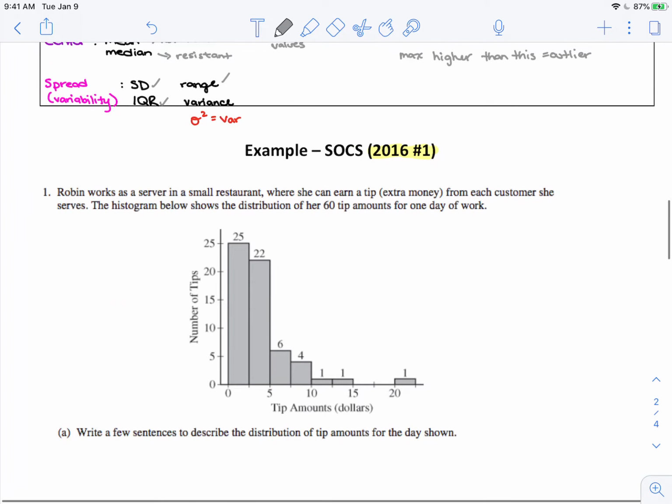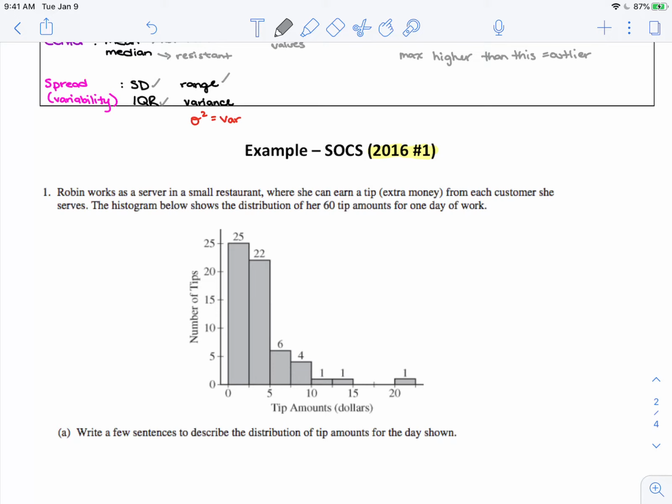Okay, so this example right here, SOCS, this is actually from 2016, number 1. So if you want, just type in AP Stats 2016 for your response, and then you can Google and find the answer and the scoring guide for this one. So let's go through this one together.